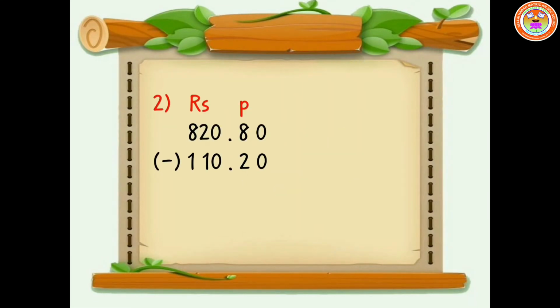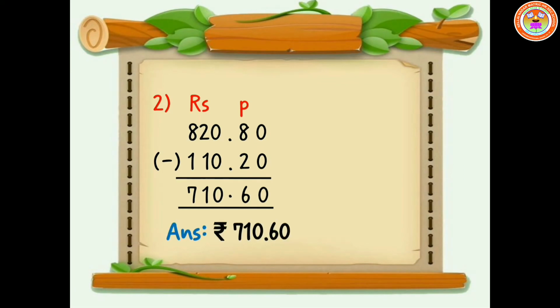Look at the second question. 820 rupees 80 paise minus 110 rupees 20 paise. What is 0 minus 0? 0. 8 minus 2? 6. Place a dot in the center. Then 0 minus 0 is? 0. 2 minus 1? 1. What is 8 minus 1? 7. Now the answer is 710 rupees 60 paise.